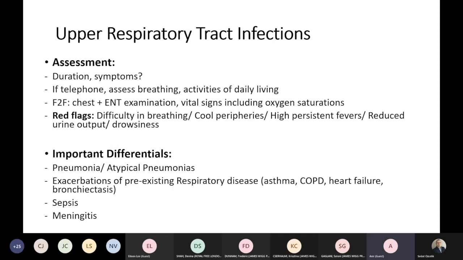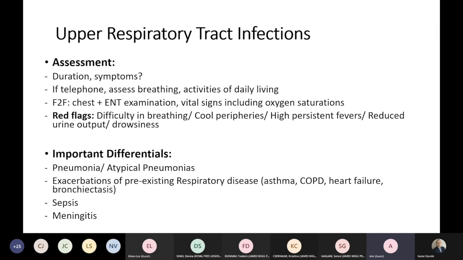If we were to see them face to face, as we potentially do more of in the A&E setting, I still do see patients with features of upper respiratory infections in the urgent care, and we might want to do a full chest examination, as well as examine their ears and their throat and do their vital signs. It's important to think about important red flags.